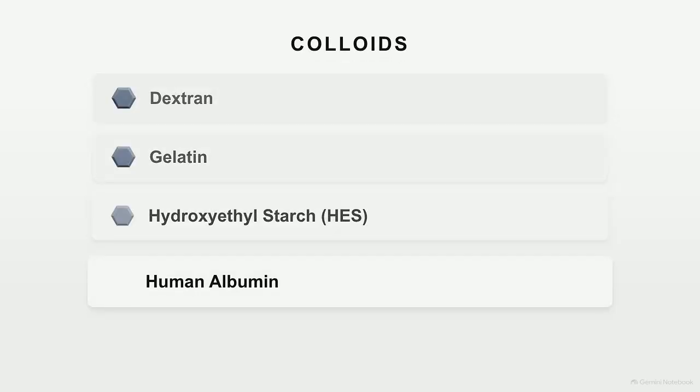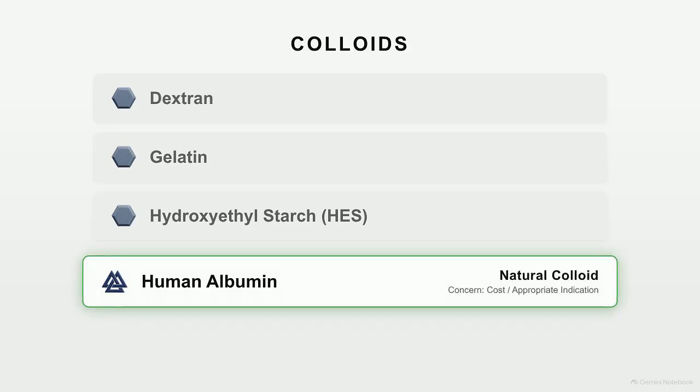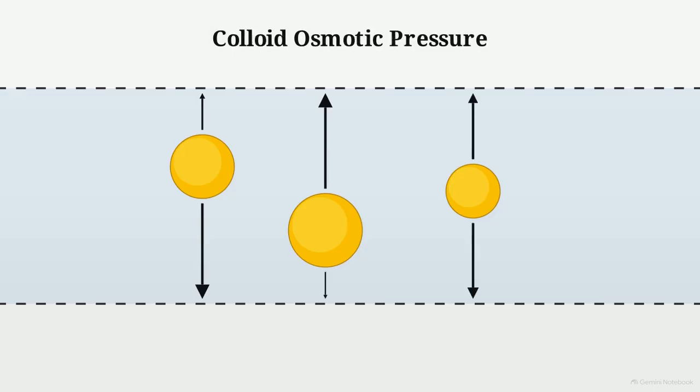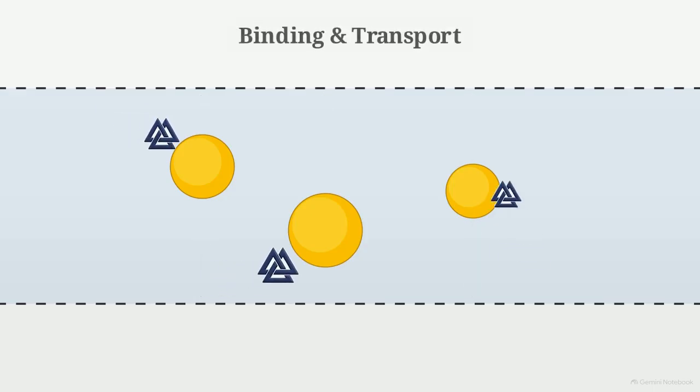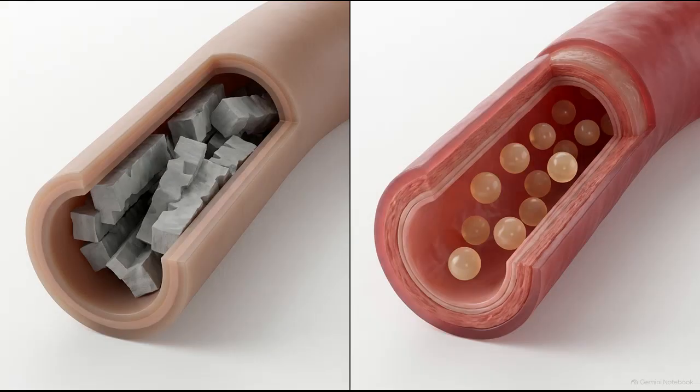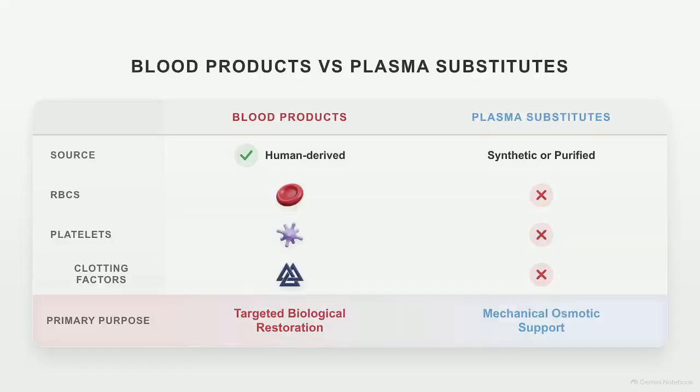These 3 synthetic options stand in sharp contrast to the fourth colloid, human albumin. Albumin is the exception. Because it is a natural human plasma protein derived through fractionation, it safely exerts colloid osmotic pressure while also performing vital biological binding and transport functions within the blood. Synthetic colloids provide a brutal mechanical push to keep blood flowing, but they cannot replicate the complex biological safety of natural human proteins. This matrix synthesizes the pharmacological divide.